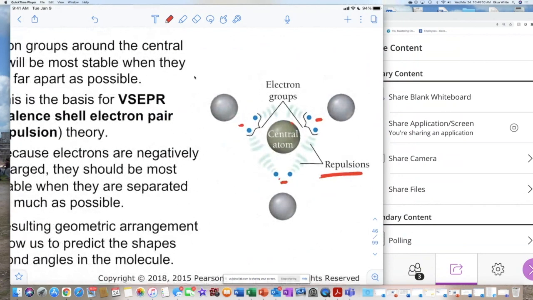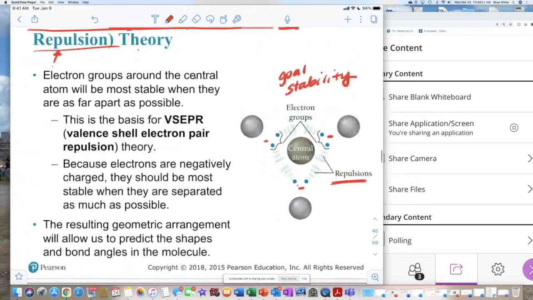The molecule still has a goal. Goal, stability. So how is the molecule going to be stable and have all this repulsion going on? Because repulsion is kind of like conflict. Repulsion in the world of the molecule is conflict. It's hard to be stable when you are at war. So this theory says that electron groups around the central atom will be most stable when they stay as far away from each other as possible, because you're trying to minimize the repulsion.